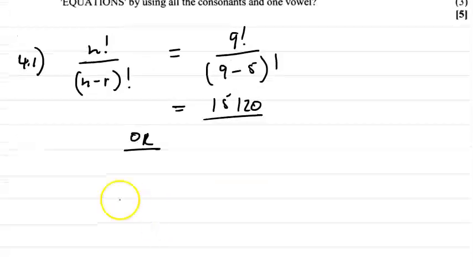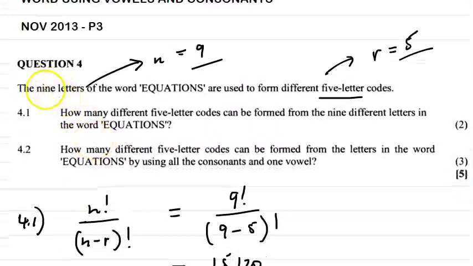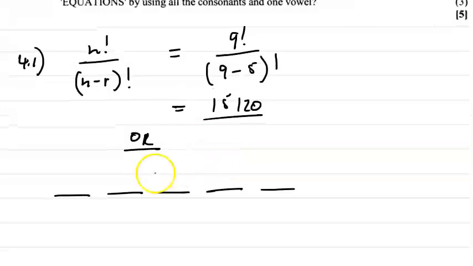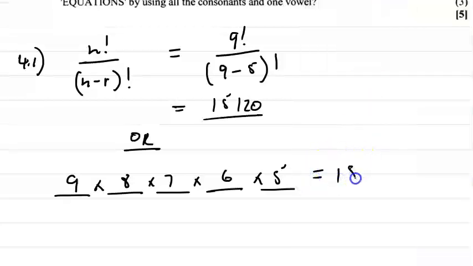Alternatively, we could look at it like this. There are 5 positions that we have, or 5 places. 1, 2, 3, 4, 5. And we have 9 letters. So n is equal to 9. So the number of items that we have to arrange is 9. Therefore, it will be 9 times 8 times 7 times 6 times 5, which equals 15,120.